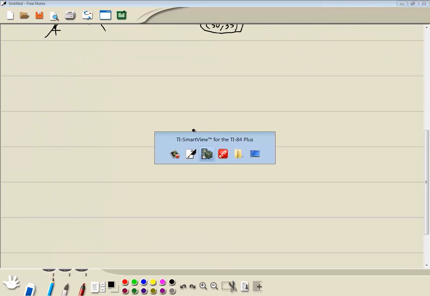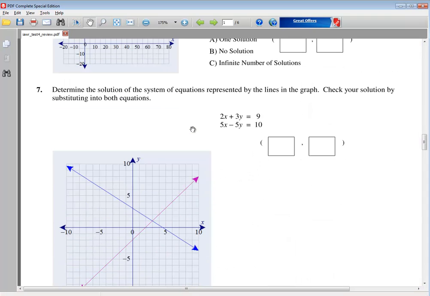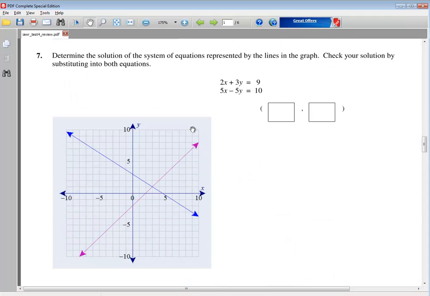Okay, let's take a look at problem number 7. Determine the solution of the system of equations represented by lines in a graph. Check your solution by substituting into both equations. Okay, now looking where these intersect, it looks like 1, 2, 3, 1. So our answer would be 3, 1.